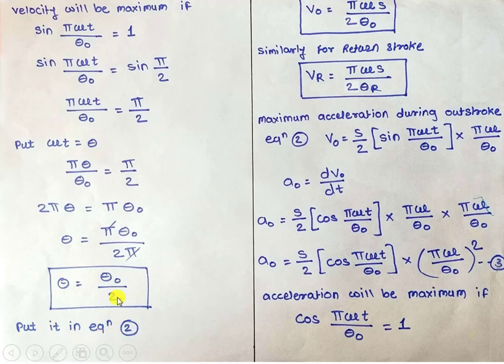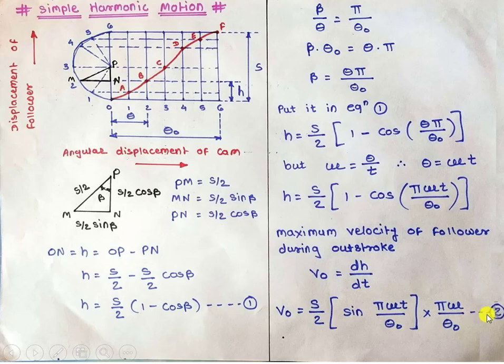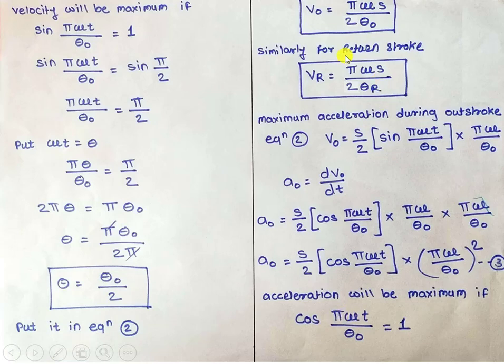Put this value in equation number 2. So this is equation number 2. If we put theta's value as theta O divided by 2, then we will get 1, and this equation becomes VO is equal to pi omega S divided by 2 times theta O. Similarly, for the return stroke, the maximum velocity can be calculated as VR is equal to pi omega S divided by 2 times theta R.